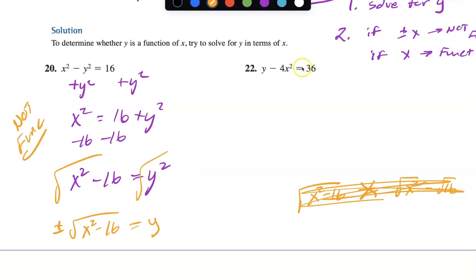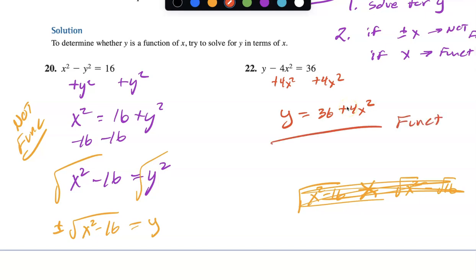The next one, same idea. We're going to solve for y. So let's add that 4x squared to both sides. And I get y equals 36 plus 4x squared. Technically, I should put the x squared in front, but it doesn't matter. No plus and minus, right? I just added, I didn't have to square root anything. This is a function.